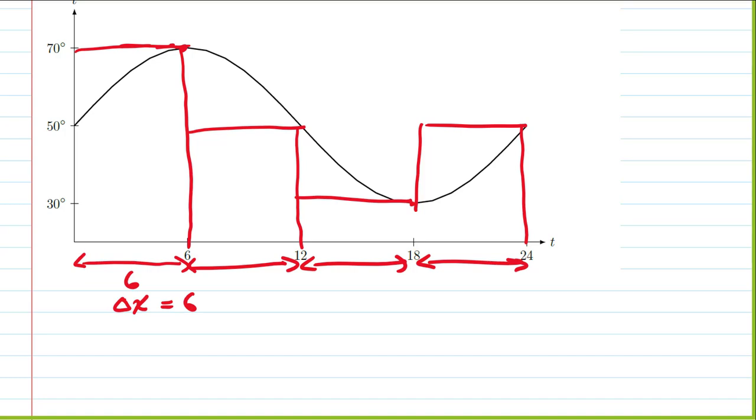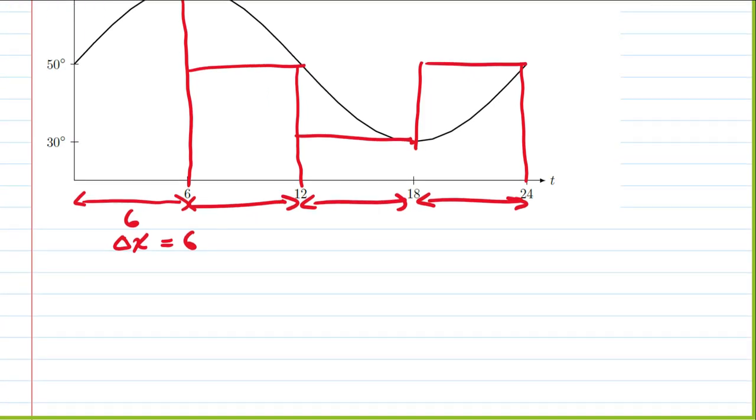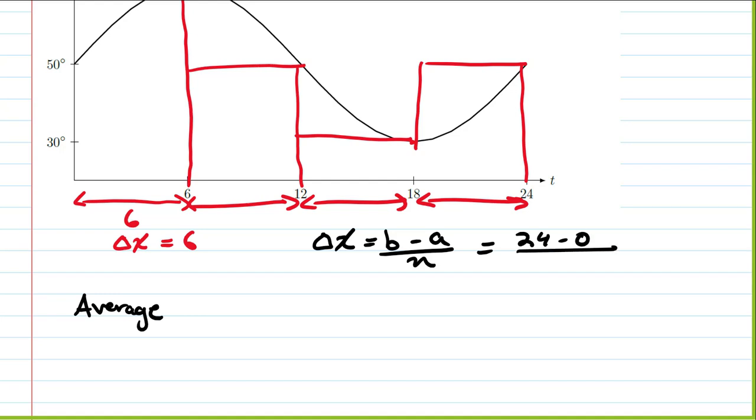And then we want to come up with our average, right? So if we think, what's our formula for delta x? Delta x is b minus a divided by n. So in our case, our b is 24, our a is 0, and how many rectangles are we using? 4, which indeed gives us 6, right?